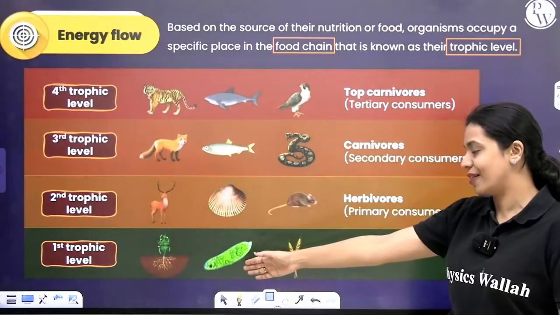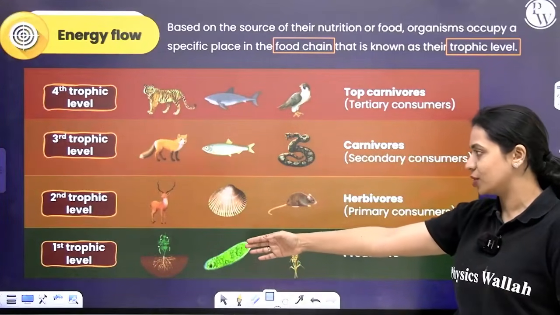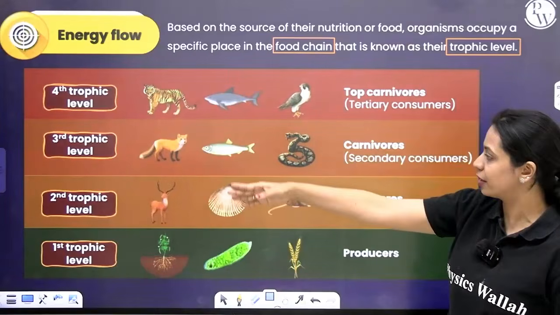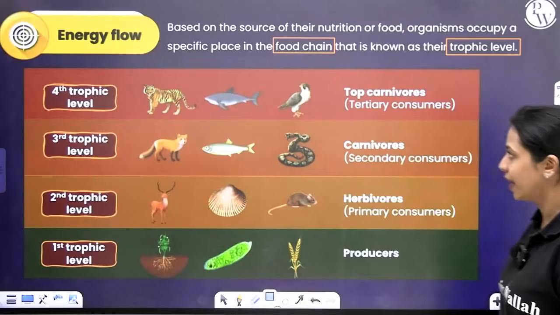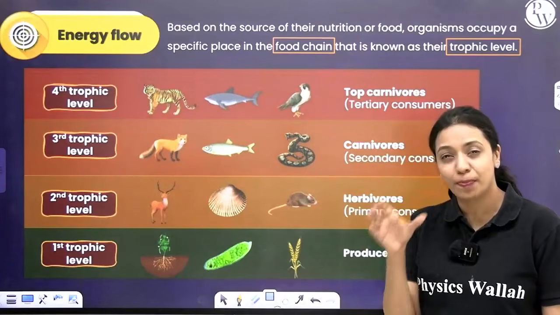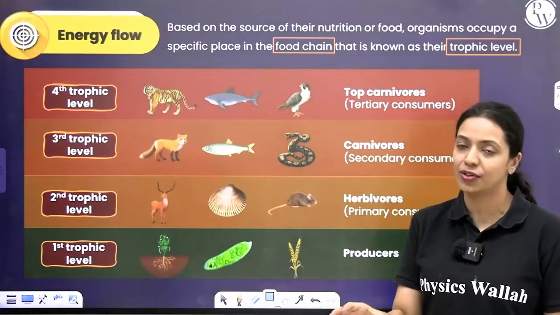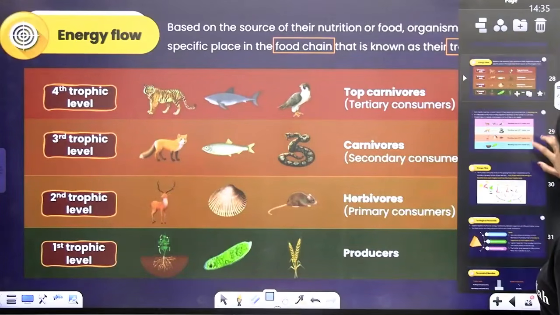Similarly, you have an aquatic food chain also given here, a grazing food chain. There is euglena, which is eaten by this mussel, which is further eaten by a smaller fish, which is further eaten by a larger fish, and so on. So depending upon your source of nutrition, you will occupy a specific place in the food chain, and that is called the trophic level.